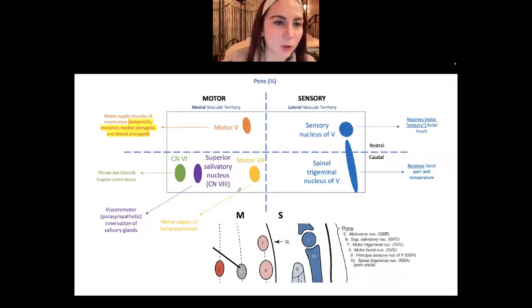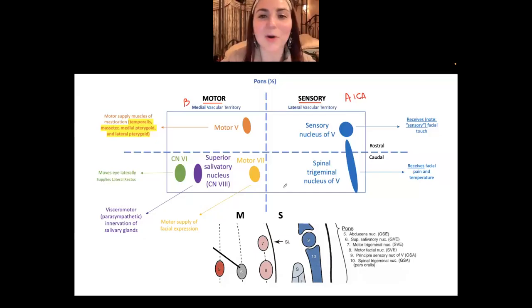Here is kind of the same drawing. So it's like half of the pons, and then medial and lateral, motor and sensory, kind of the same thing. So remember, the medial vascular territory is the basilar artery. And then the lateral vascular territory is going to be the ICA, the anterior inferior cerebellar artery. And then I have all the nuclei.